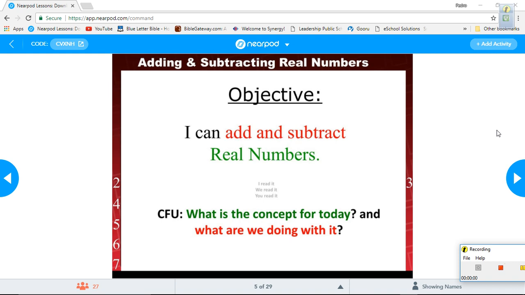All right, here we go. Our objective for today: I can add and subtract real numbers. Read together, 1, 2, 3. I can add and subtract real numbers. So where does that go on your Cornell note? The objective at the bottom left, bottom left. Copy that, please.